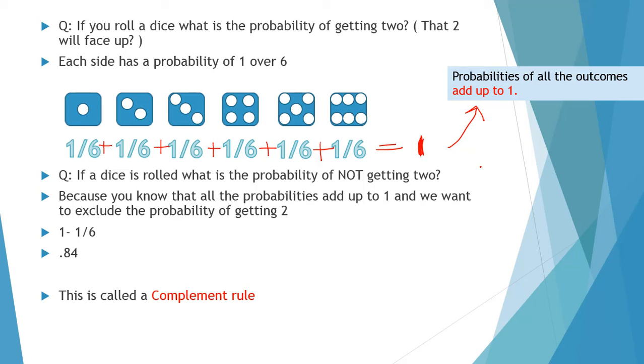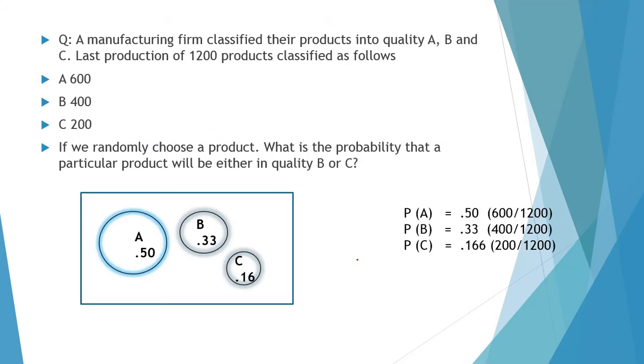This feature of probability has some implications. Let's see. If a dice is rolled, what is the probability of not getting 2? I am taking a very primitive example just to make other features of probability visible. Because you know that all the probabilities add up to 1 and we want to exclude the probability of getting 2, 1 minus 1 over 6. This is called the complement rule. When you solve advanced questions, you will come to know that this rule is very effective. Sometimes it is convenient to subtract the probability that is not required from the total probability of 1.